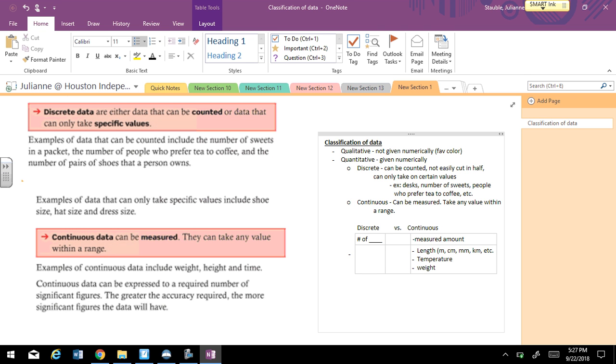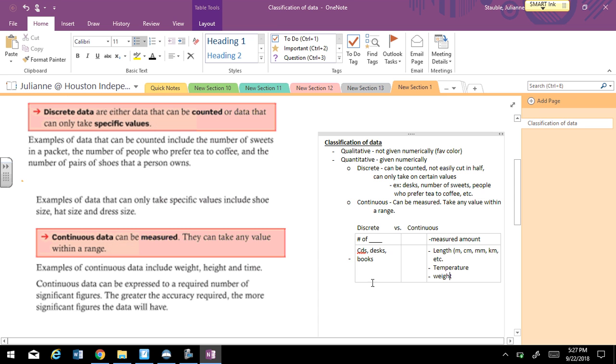On your other hand, you have discrete, so that's number of whatever it is you're counting, whether that's CDs or desks or books or anything along that line, that would be discrete, something that you can't cut in half. Now, if we're not counting numbers of something, we already had the examples where they can take on a specific value. So that would be clothing sizes that they talked about over here.